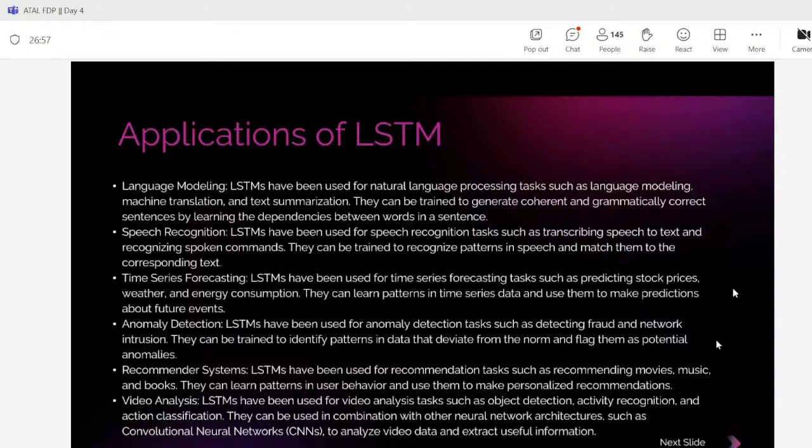Okay, and then video analysis. LSTMs have been used for video analysis such as object detection, activity recognition, and action classification. They can be used in combination with other neural network architectures, feed-forward networks, everything, and then convolution networks to analyze the video data and extract the useful information for further analysis and prediction.